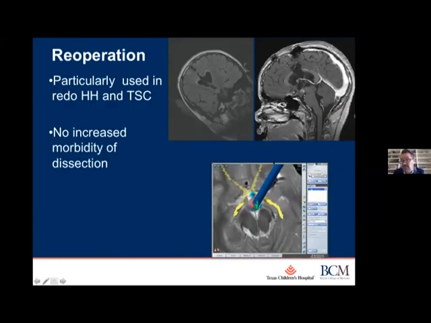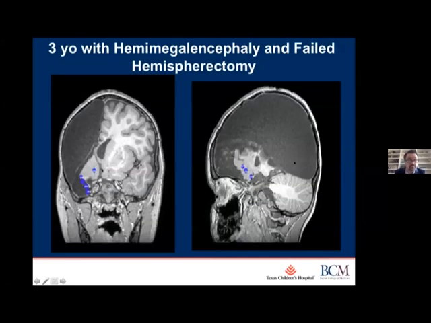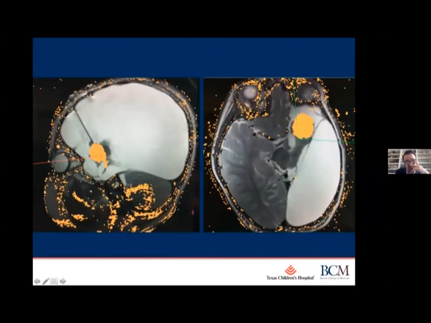Reoperation, you don't have to work through scar when you're reoperating in a laser ablation. So here's a redo hypothalamic hamartoma that was very easily done, no more morbid than the first. And I can touch up hemispherectomies. I've had a series of kids that come to me after open hemispherectomies, a little residual, especially at the frontal basal area. And we can put a laser here and ablate that and stop the seizures without having to open up and risk the hydrocephalus.